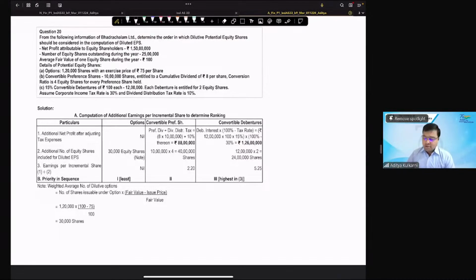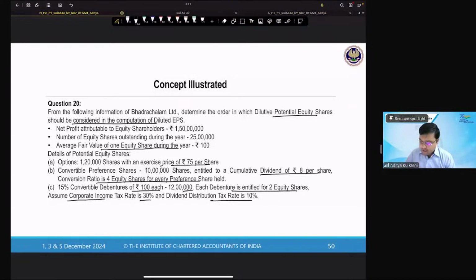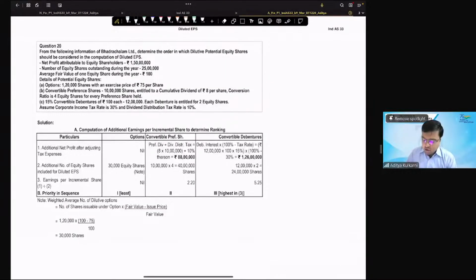So first, how many types of potential ordinary shares are there? Options, convertible preference shares, convertible debentures. So 3 types are there. So I have to do the earnings per incremental share calculation for all 3 of them. So the computation of additional earnings per incremental share is to determine the rankings. So what will I do? Options, convertible preference shares, convertible debentures.